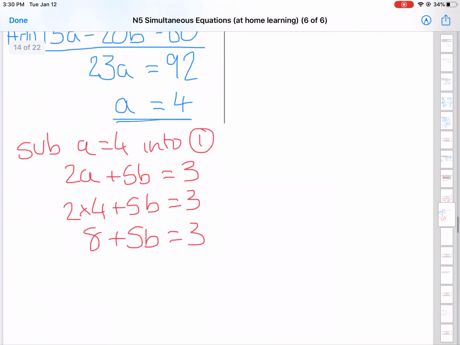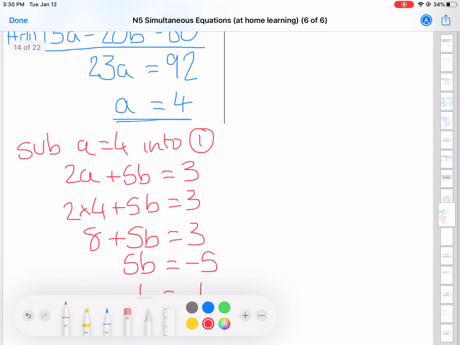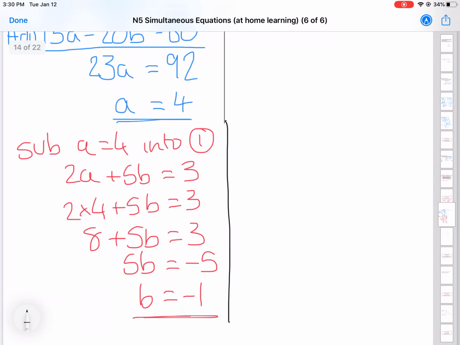Scroll down slightly. Couple lines left. 5B equals negative 5 if we take away the 8. So B is negative 1. And in this case, we have the two letters completed. A is 4 and B is negative 1.